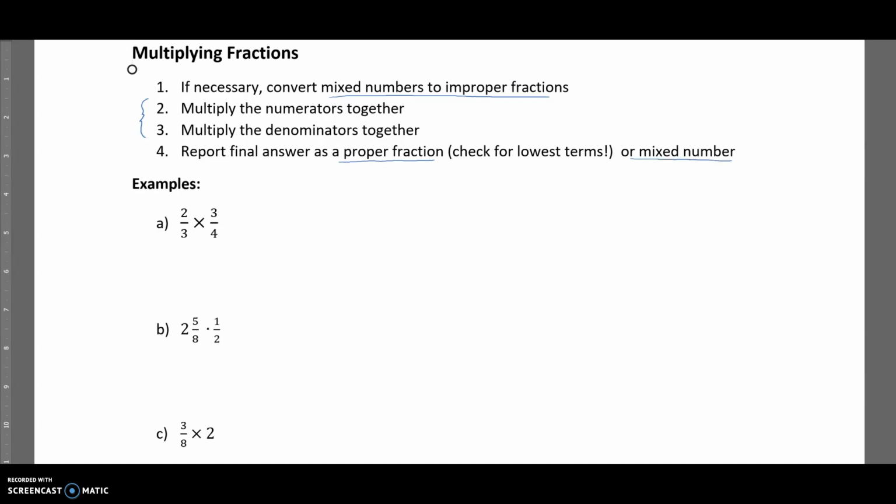Looking at our first example, we don't have any mixed numbers to worry about, so I can just multiply the numerators together. 2 times 3 is 6, and then I multiply the denominators together. 3 times 4 is 12. My final step is to reduce that to a fraction in lowest terms, 1/2. Remember, if you need practice converting between improper fractions and mixed numbers, you can see the previous video on that.